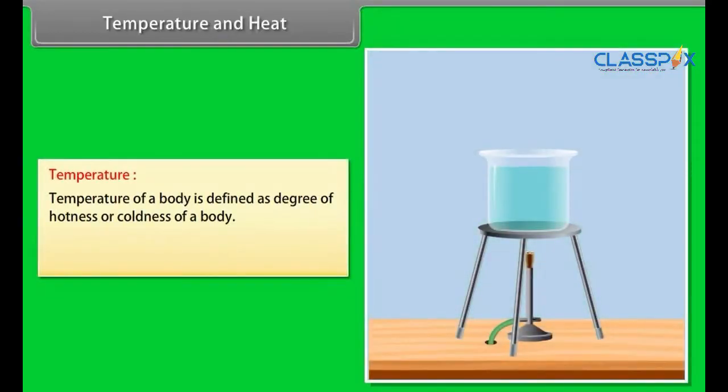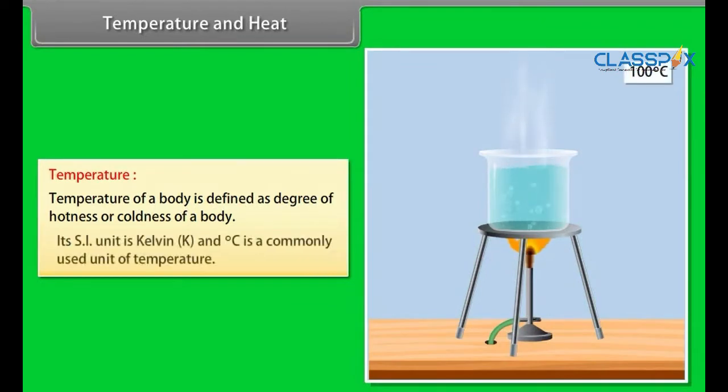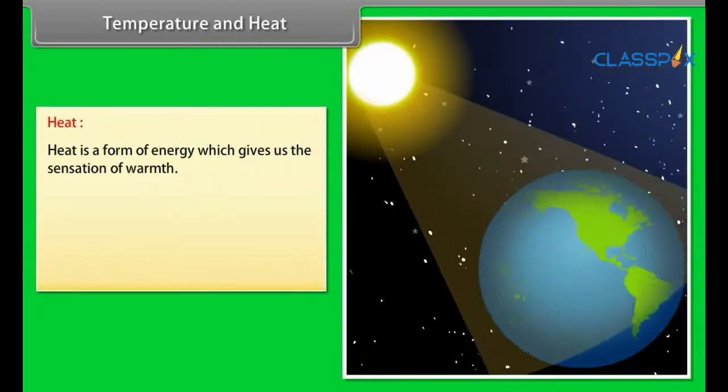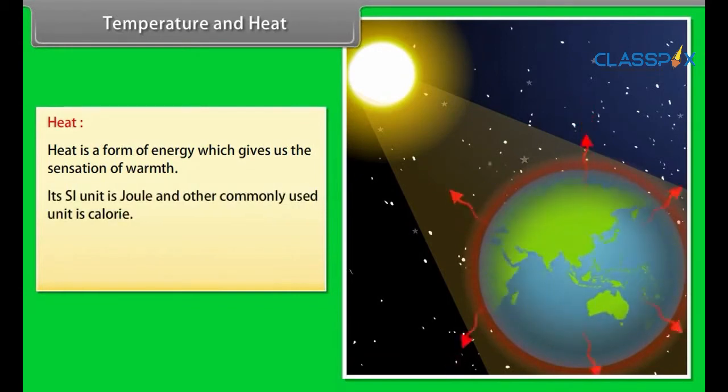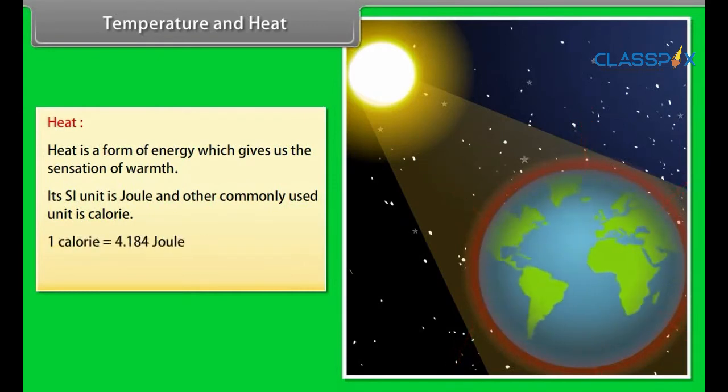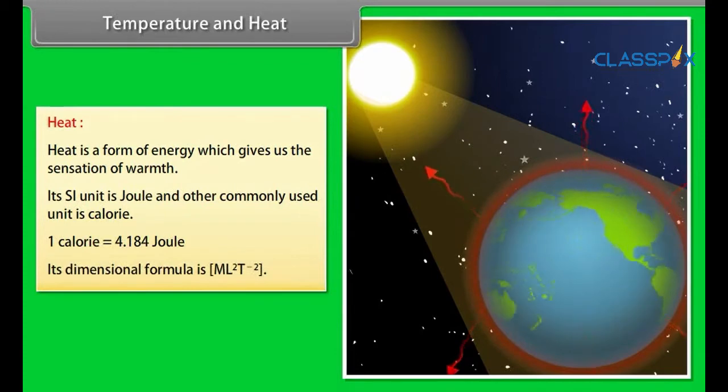Temperature and heat. Temperature of a body is defined as the degree of hotness or coldness of a body. Its SI unit is Kelvin and degree Celsius is a commonly used unit of temperature. Heat is a form of energy which gives us the sensation of warmth. Its SI unit is joule and the other commonly used unit is calorie. 1 calorie is equal to 4.184 joule. Its dimensional formula is ML²T⁻².